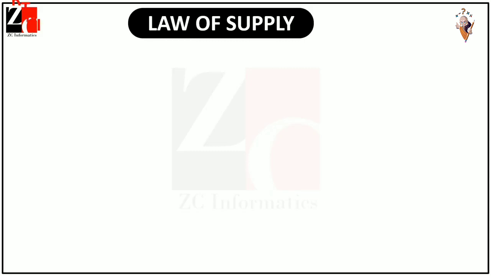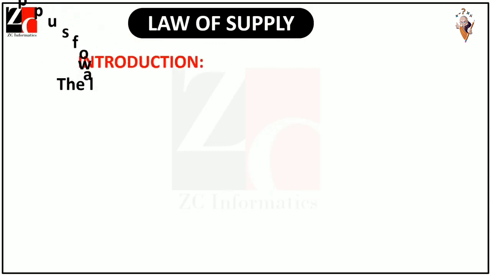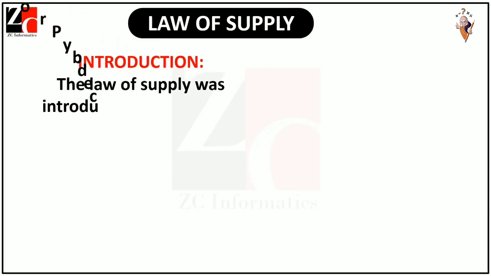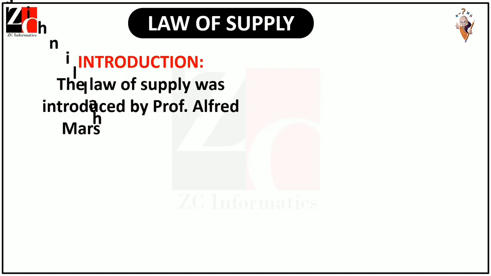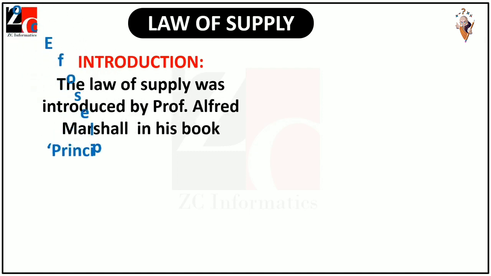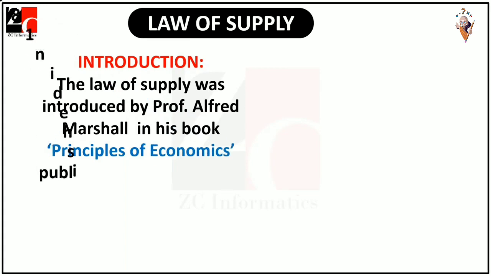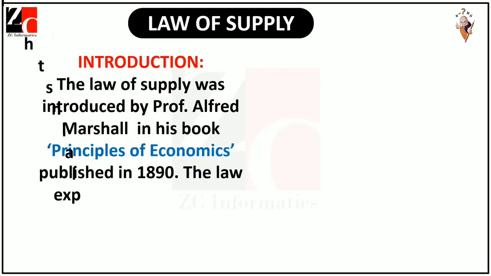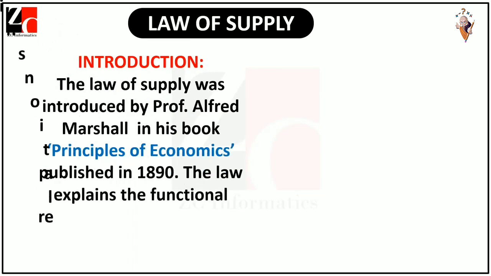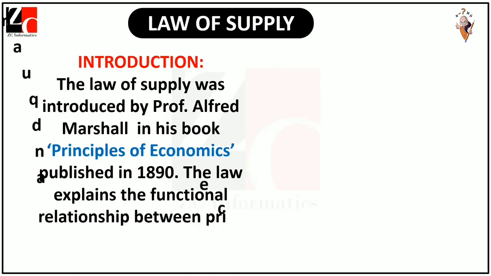Law of Supply. Introduction. The law of supply was introduced by Professor Alfred Marshall in his book Principles of Economics, published in 1890. The law explains the functional relationship between price and quantity supplied.